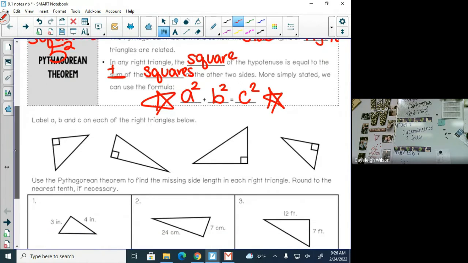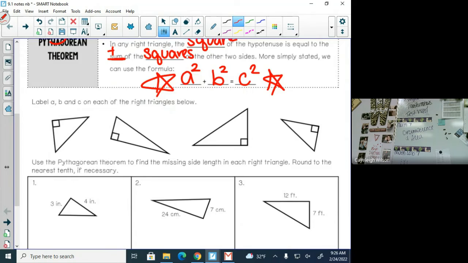All right, so this next little section says label A, B, and C on each of the triangles below. So we said it doesn't matter which leg is A or B. The only one that matters is C, the hypotenuse. So if I want to say that this is A and this is B, or this is B and this is A, that's fine. But those are the two sides that are adjacent to the 90-degree angle, which means the side that is across from that angle is always the hypotenuse.